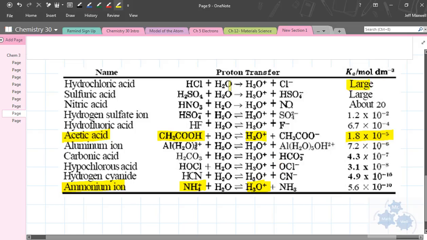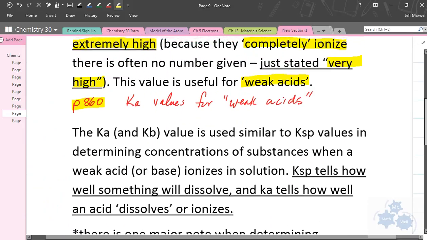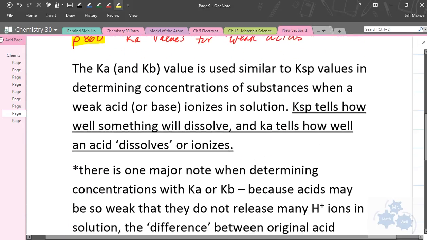Where Ka is large, the concentration of hydronium ion is super large. Does that make sense? All right, so that's what Ka means. Okay, let's continue on with the notes here.